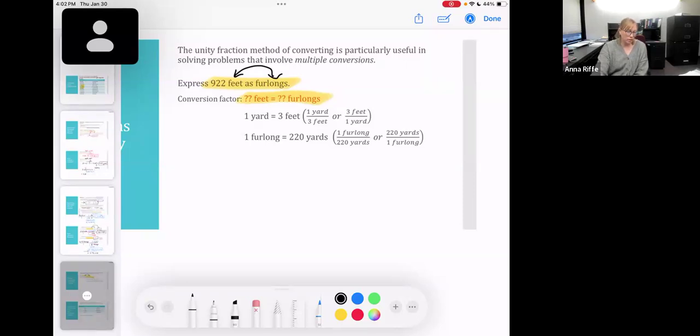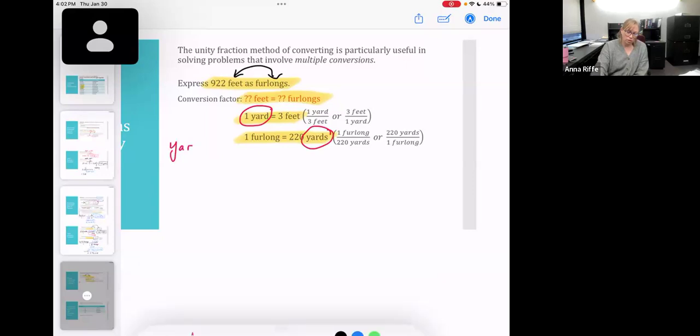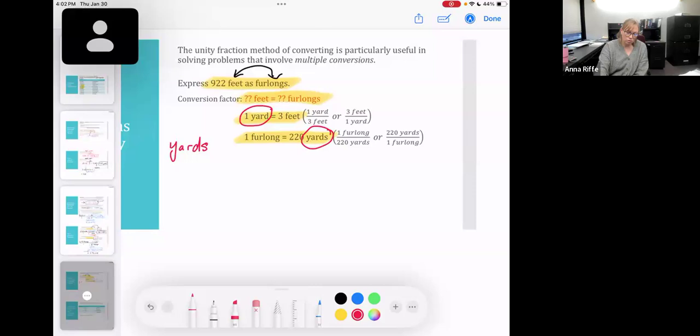having an intermediate unit. So what we can find on that conversion chart is we know we could convert feet to yards by this conversion factor. 1 yard is equal to 3 feet. And we could convert yards to furlongs. So we could find a relationship between furlongs and yards. So here we would call yards our intermediate unit.